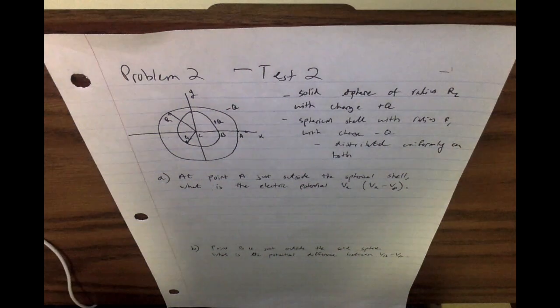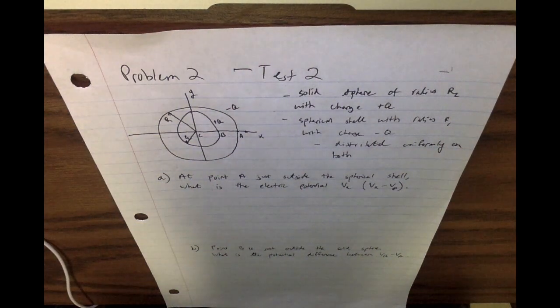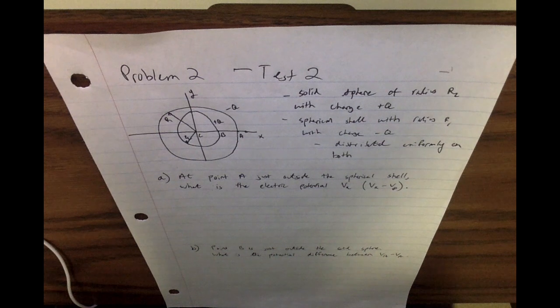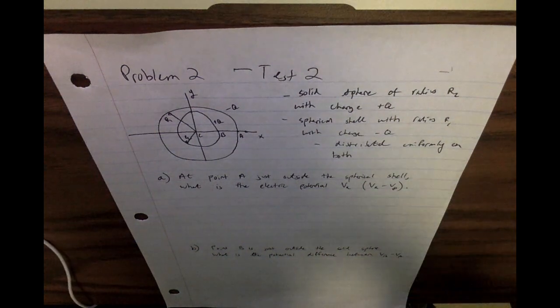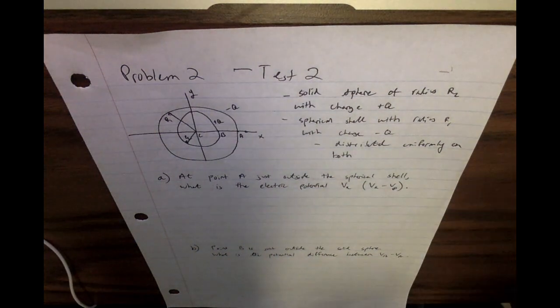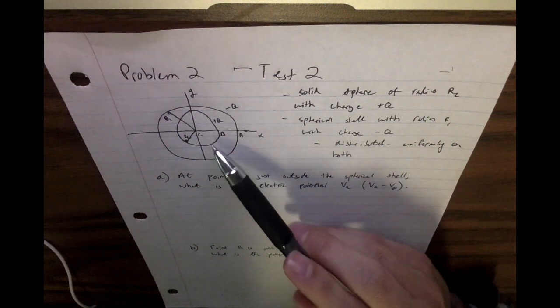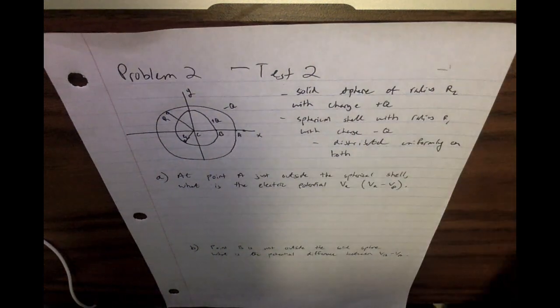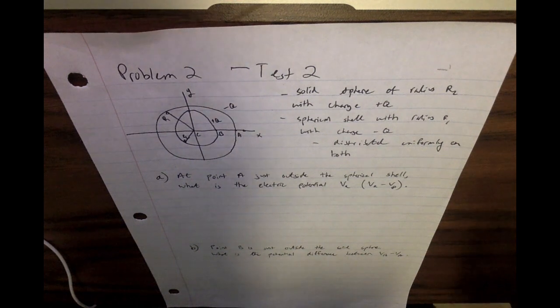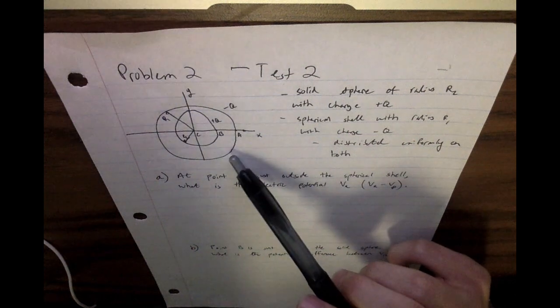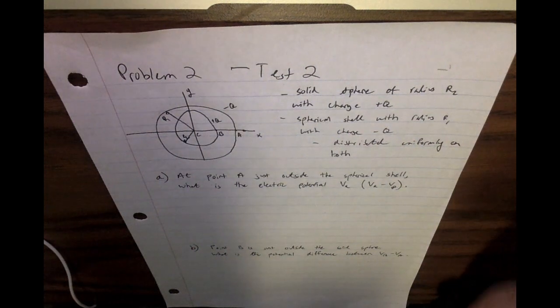The problem I had the most trouble on in test 2 is problem 2. So I'm going to go over how to solve that. This problem is a solid sphere of radius r2 with charge positive q, which is inside a spherical shell with radius r1 that's charged negative q. And the charges for the solid sphere are distributed evenly, and the charges on the spherical shell are also distributed evenly.